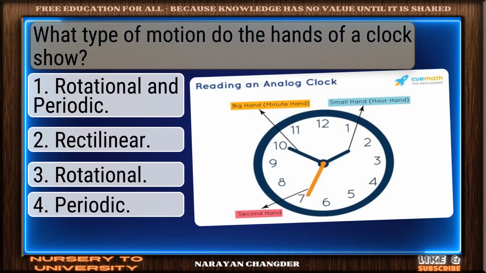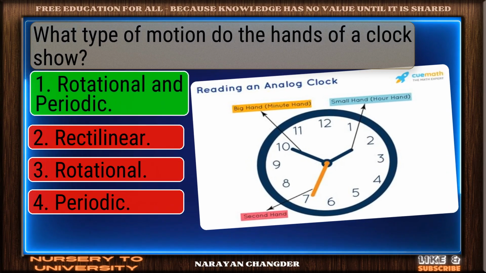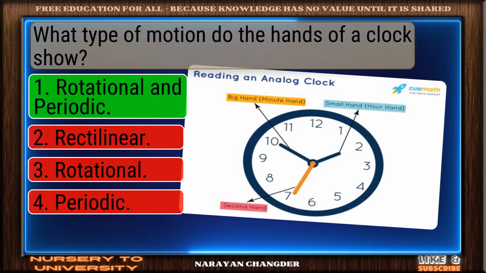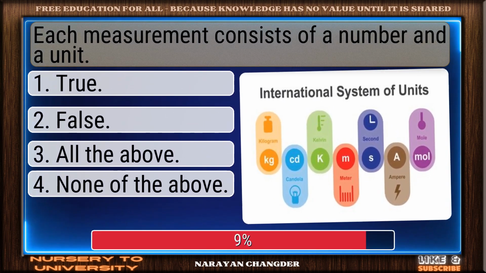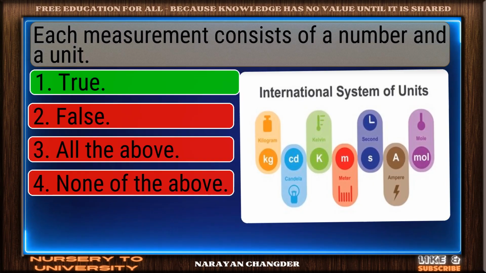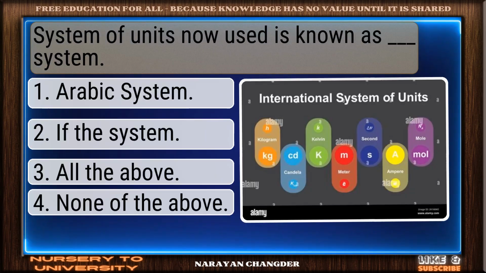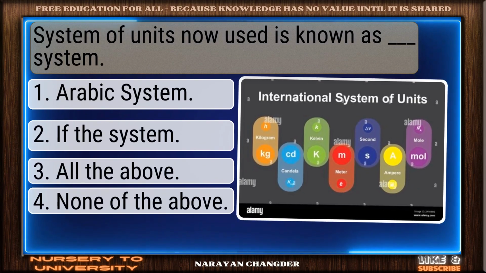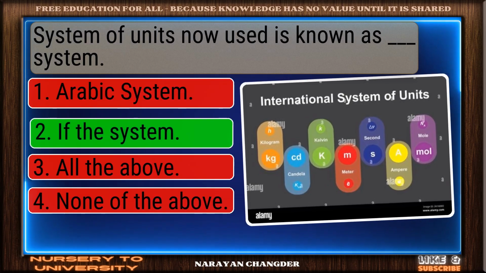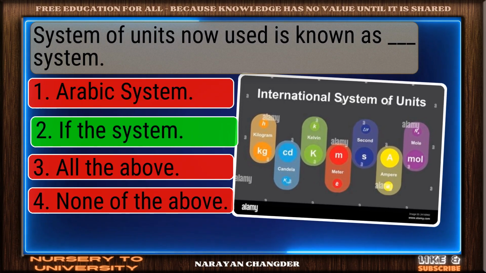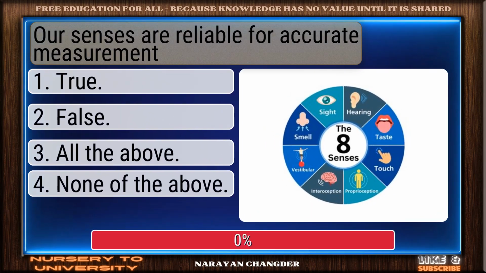What type of motion do the hands of a clock show? On track. Rotational and periodic is the correct answer. Each measurement consists of a number and a unit. Nice work. You chose true and it is correct. System of units now used is known as dash system. Great job. SI system is the accurate answer, our senses are reliable for accurate measurement.